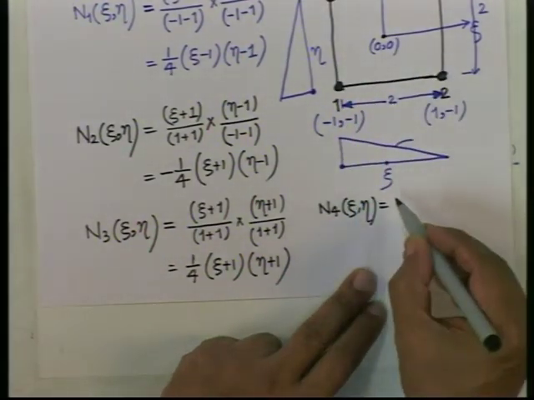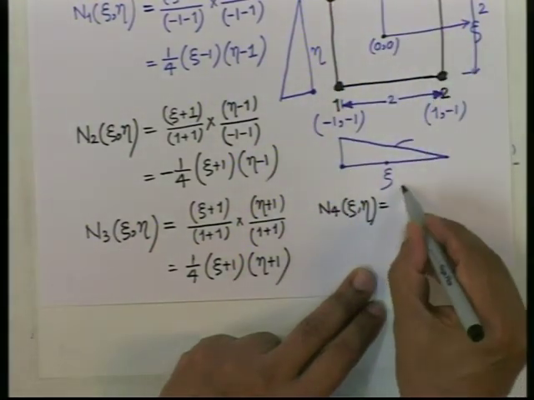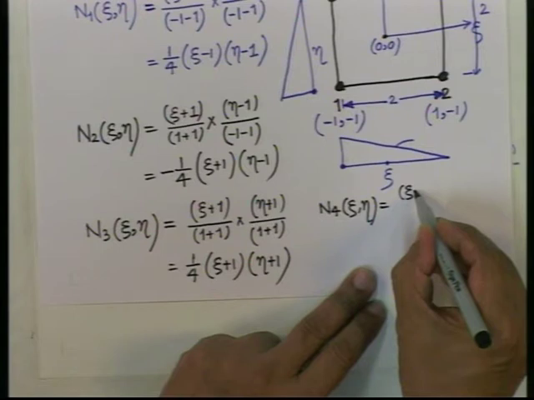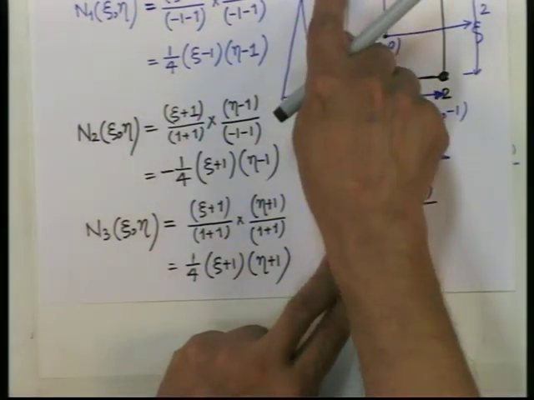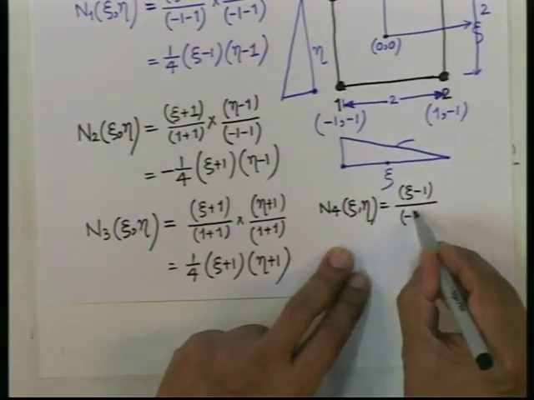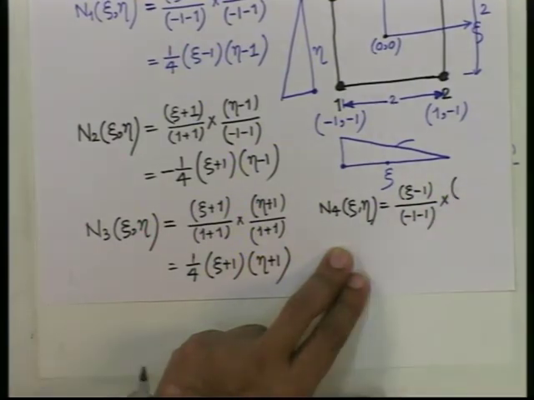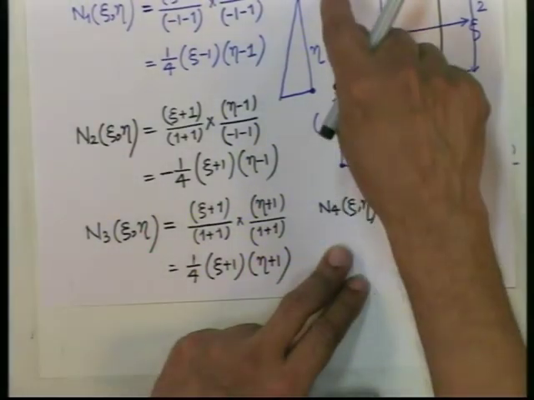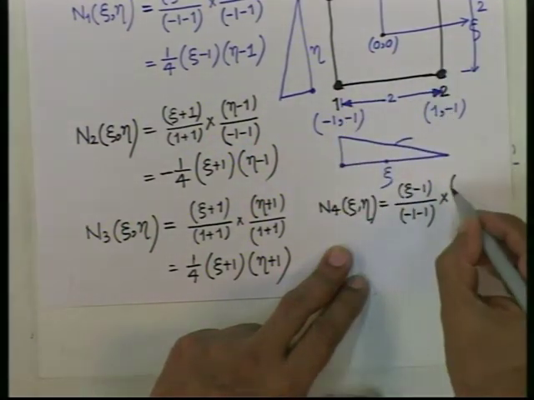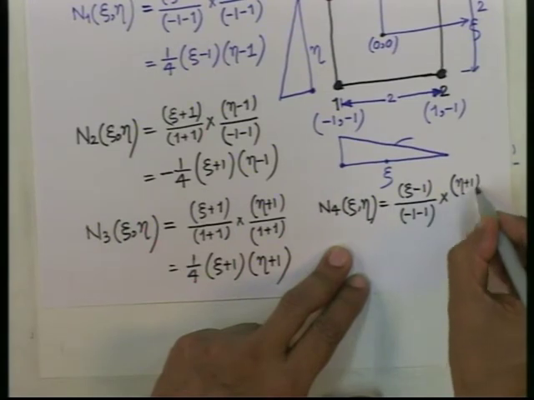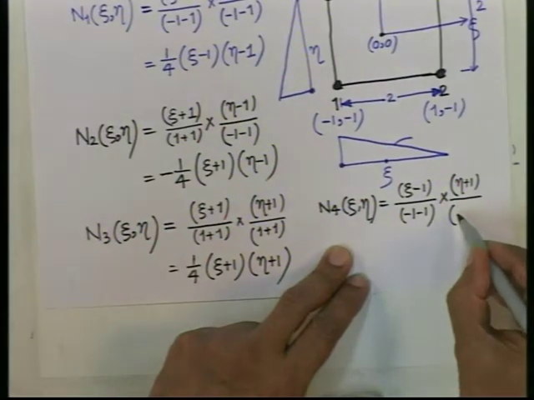So, now this one is node number 4. Node number 4, value of psi here is minus 1. So, psi minus, what is the value of psi here? Minus 1. So, minus 1 multiplied by eta. What is the eta here? Minus 1. So, eta plus 1 divided by, what is the value of eta here? It is 1. So, 1 plus 1.